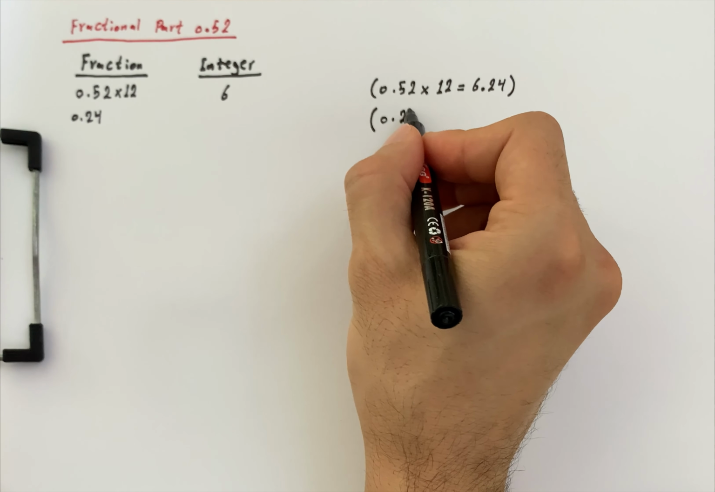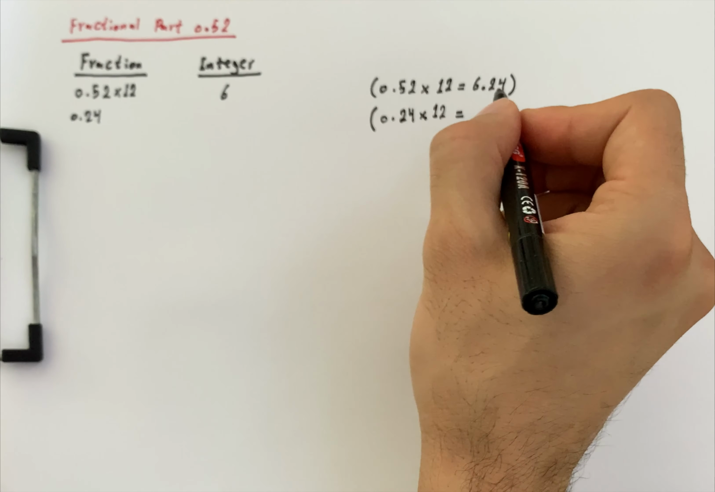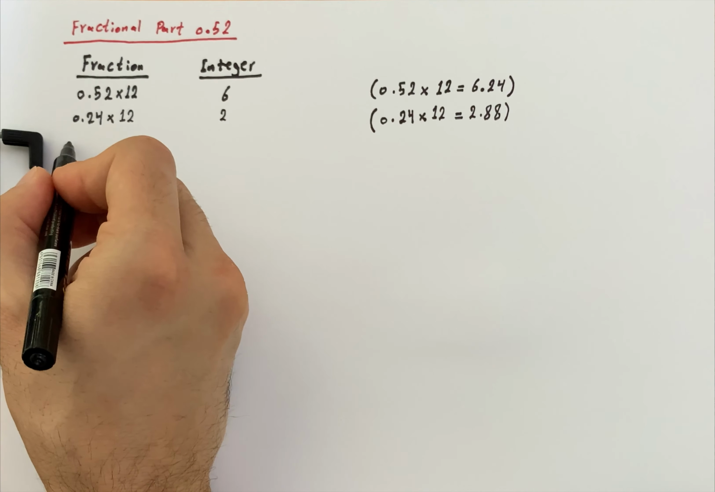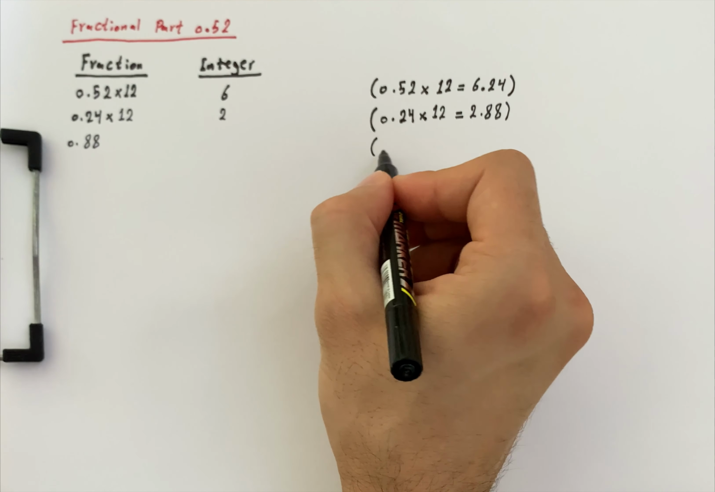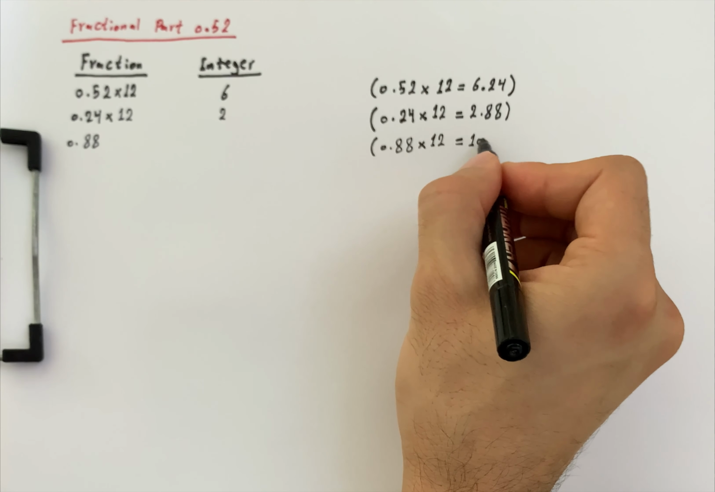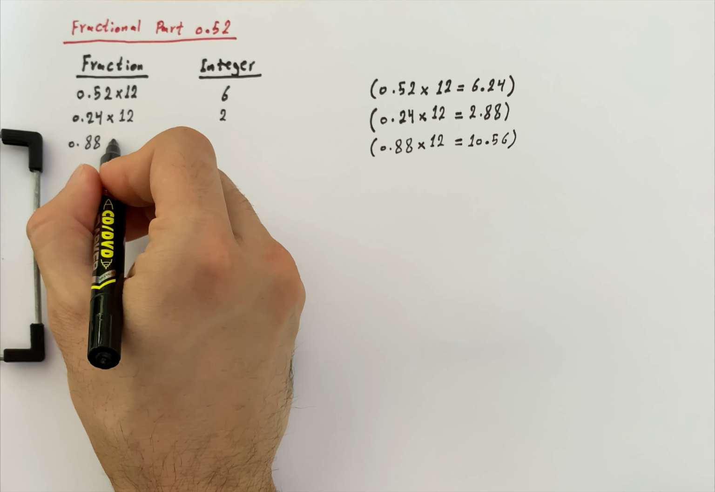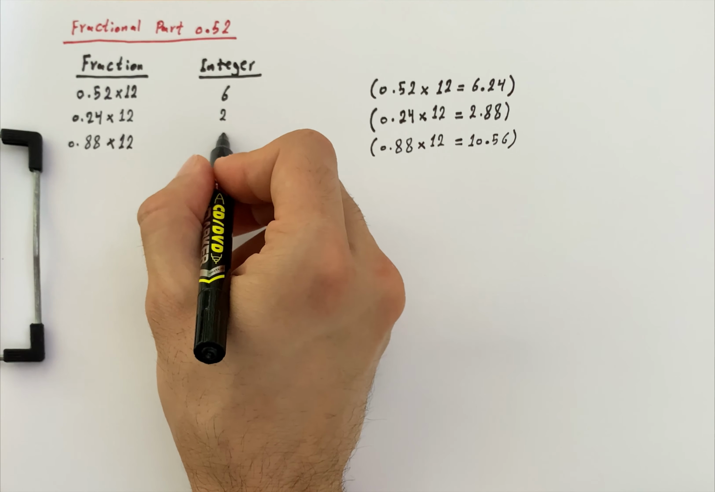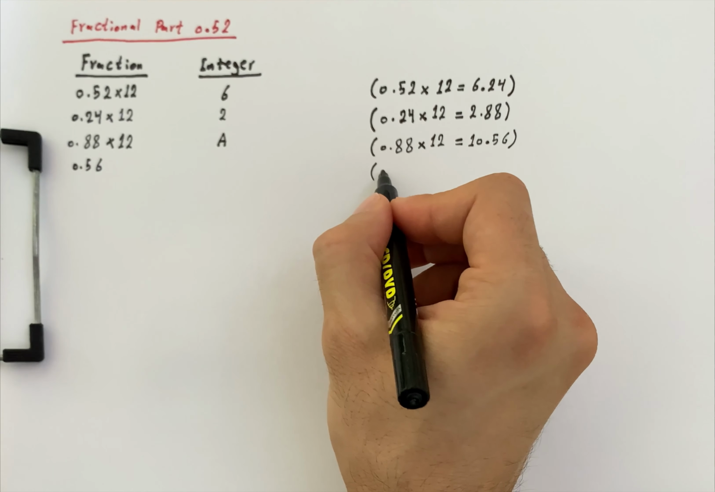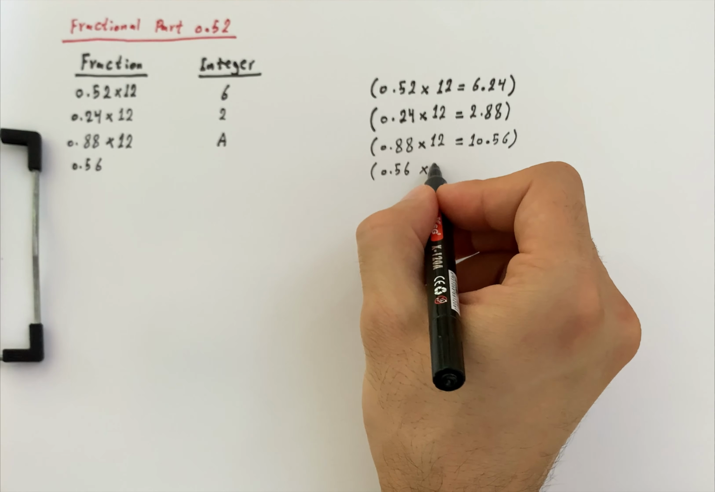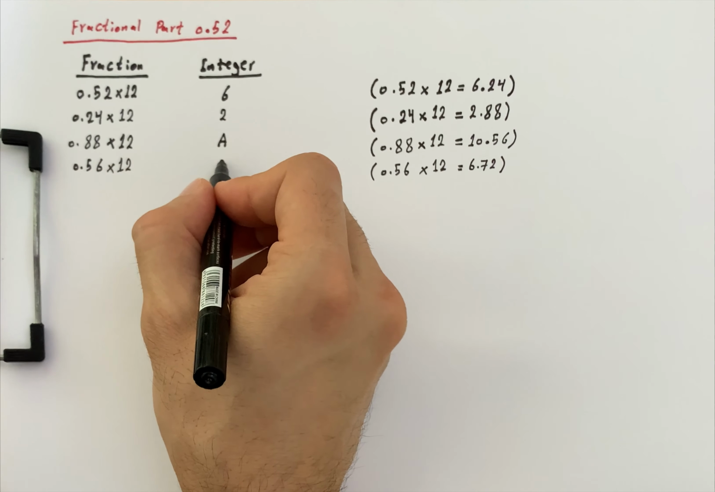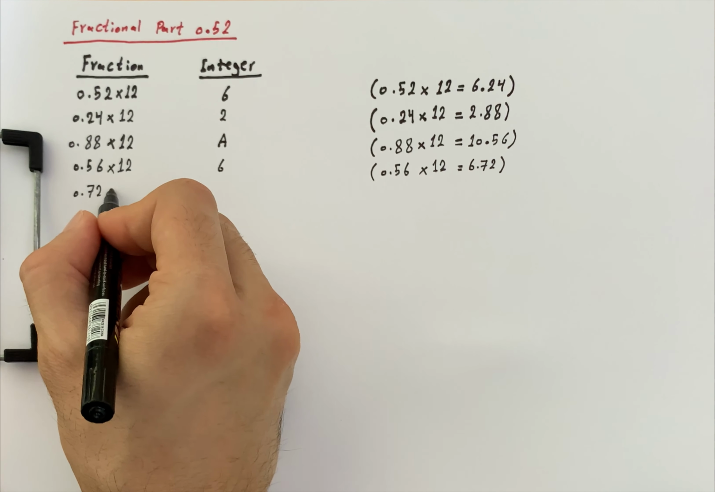Then multiply the number 0.24 by the base 12 equal to 2.88. So the integer part is 2 and the fractional part is 0.88. Then multiply the number 0.88 by the base 12 equal to 10.56. So the integer part is 10, which is equal to a in base 12. And the fractional part is 0.56. Then multiply the number 0.56 by the base 12 equal to 6.72. So the integer part is 6 and the fractional part is 0.72.